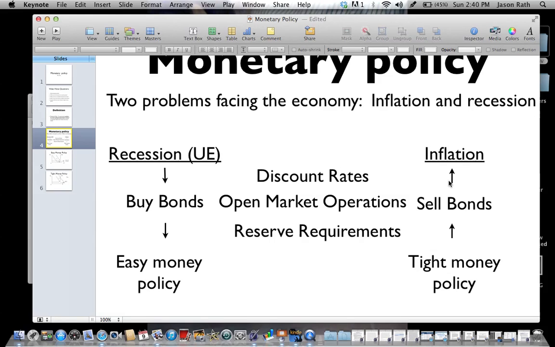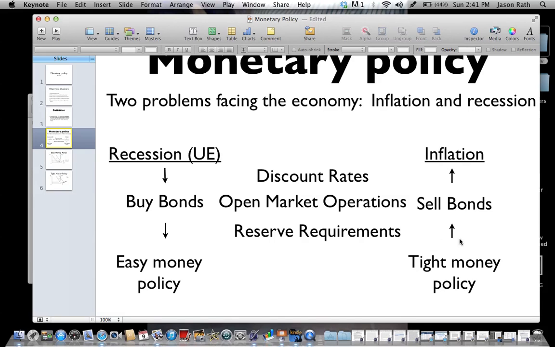During inflation, discount rates or interest rates are raised because you're trying to slow the money supply down and slow people's ability to want to get loans. In open market operations, you are now selling bonds. What this has to do with is you're trying to take money out of the population. So when I sell a bond to you, you give me the cash, I give you the bond, therefore I'm taking money out of the population.